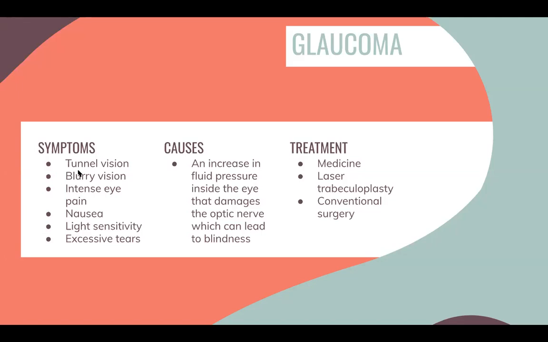Some of the symptoms are tunnel vision, blurry vision, a lot of eye pain, nausea, light sensitivity, and tearing. And there are some treatments, easier in the early stages, right? Having medicine, laser surgery, or just going plain old surgery. Yeah, like laser eye surgery.